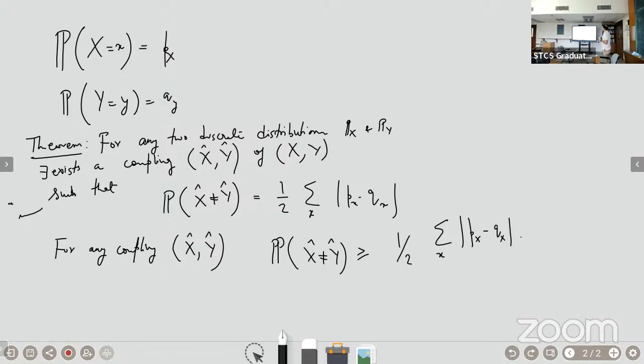Any idea? I'm given x and y. I have to come up with x hat and y hat such that the marginal distribution of x hat is the same as x, the marginal distribution of y hat is the same as y, and it has this property. So any clue what it will look like? Coupling really means I'm trying to couple x and y. It's a very natural meaning. X and y could be arbitrary, but x hat and y hat have some relationship displayed by this relation.